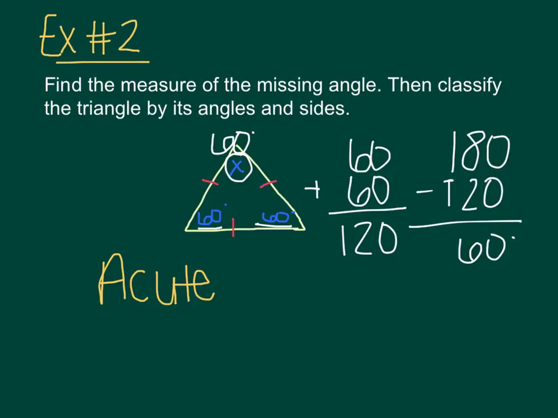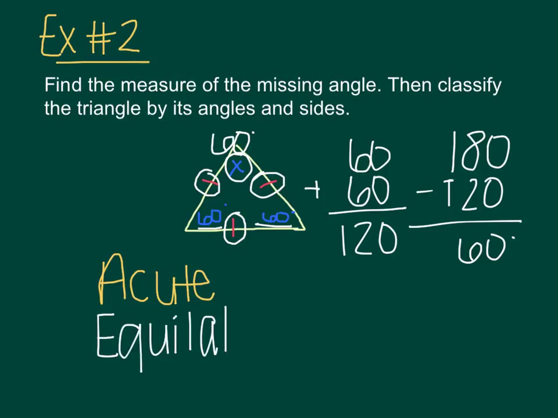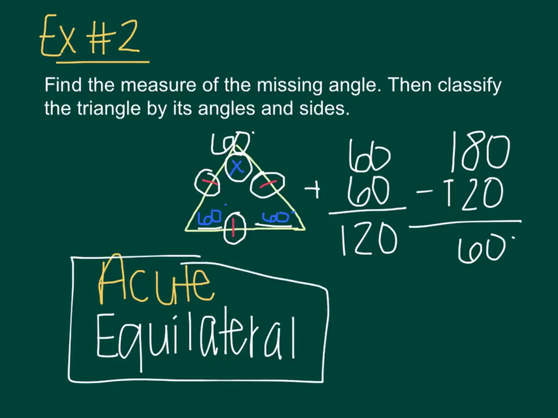And the last thing is to label it by its sides. You can see here all three sides have a tick mark. So that means they are all equal. So that makes this an equilateral triangle because all the sides are congruent. So it's an acute equilateral triangle with the missing angle of 60 degrees.